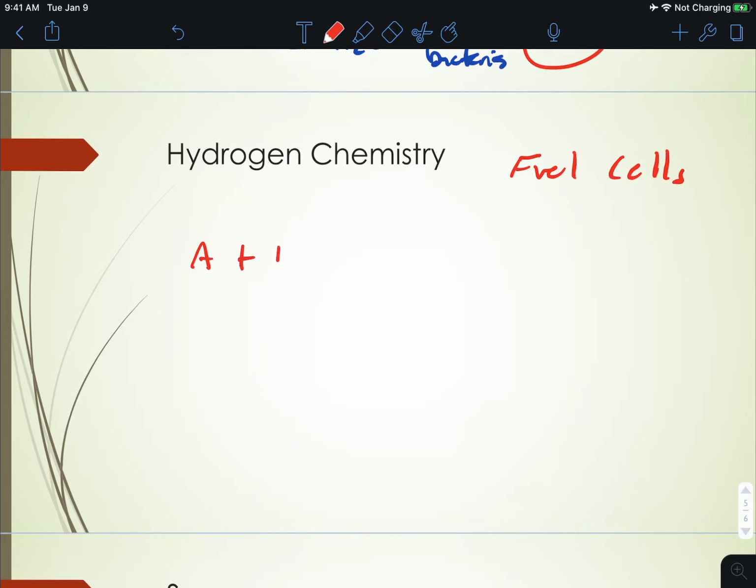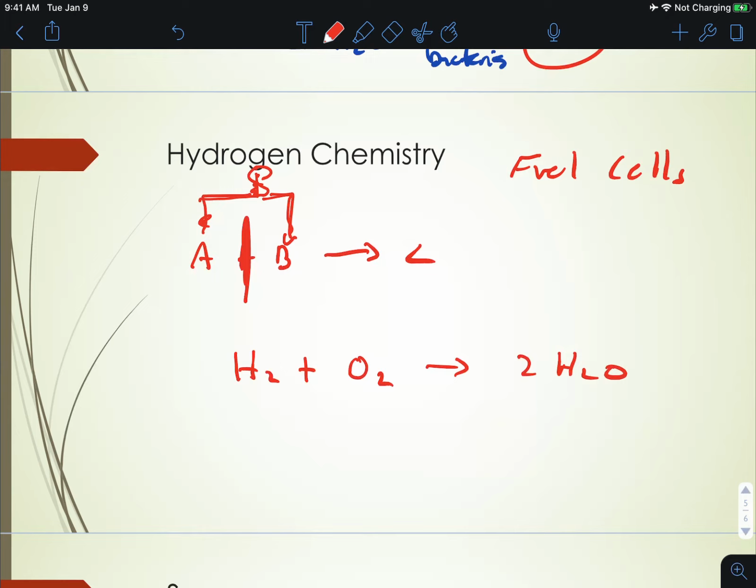The only difference is you're forcing the electrons. Let's say you have A plus B going to C. What you're doing is separating A and B, and forcing the electrons to go out and power something like a light bulb. I'm a terrible artist, so there's my light bulb, believe it or not. You're going to force the electrons to travel because they want to go from A to B, but you're going to force them to go through a wire, power your light bulb, and then go to B. That's the basic idea of how a battery works. So a fuel cell is going to do the same thing. The only difference is that hydrogen and oxygen are the reacting products, and the byproduct is simply water.